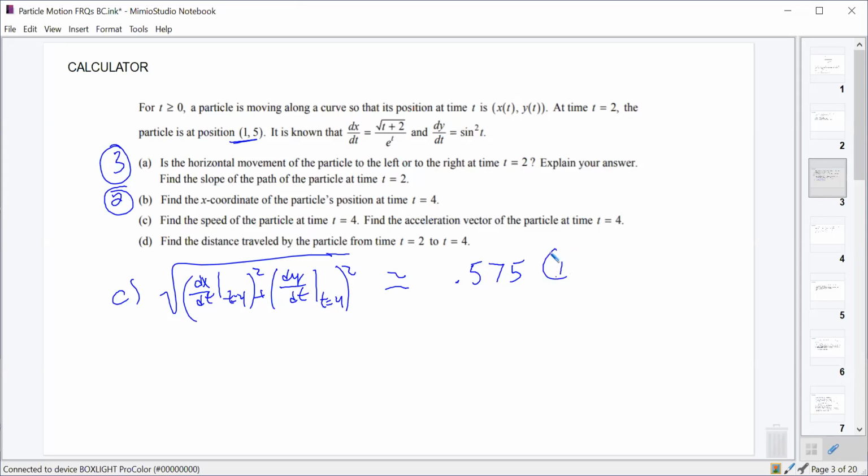1 point for that. And then they asked you to find the acceleration vector, which meant you needed to take the derivatives of each of those and evaluate them at t equals 4 also, I assume. So just have your calculator take the derivative of dx/dt at 4 and the derivative of dy/dt at 4. It came out to be negative 0.041 and 0.989. And that was also worth 1 point. So 2 points for part C.